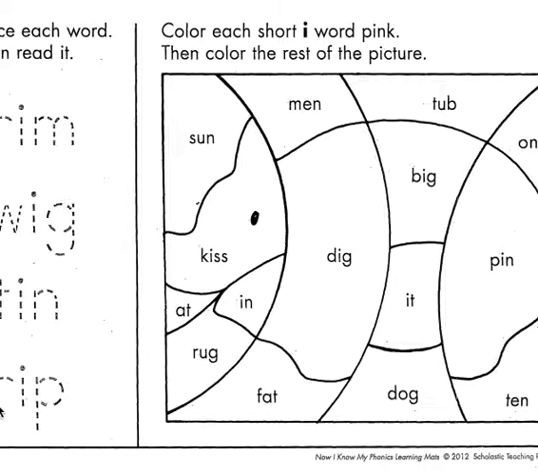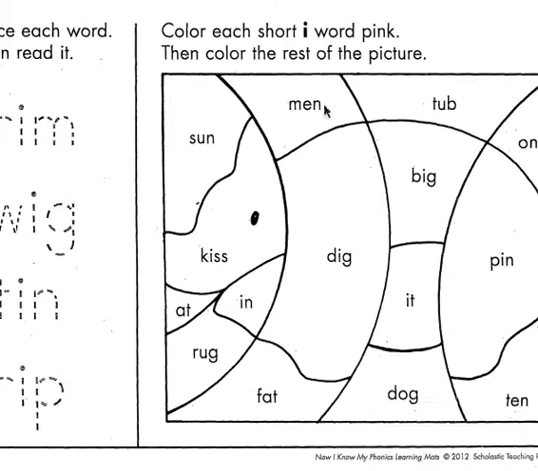And our last one is rip. Rip. Make sure you stretch out your arm and make emphasis on that short I sound. Trace over each one of these words. Once you're done with that, let's move on to this side of your worksheet. The directions ask for us to color each short I word pink. What color? Pink. So if it has a short I, we want to color it pink. Then color the rest of the picture with whatever color you like.